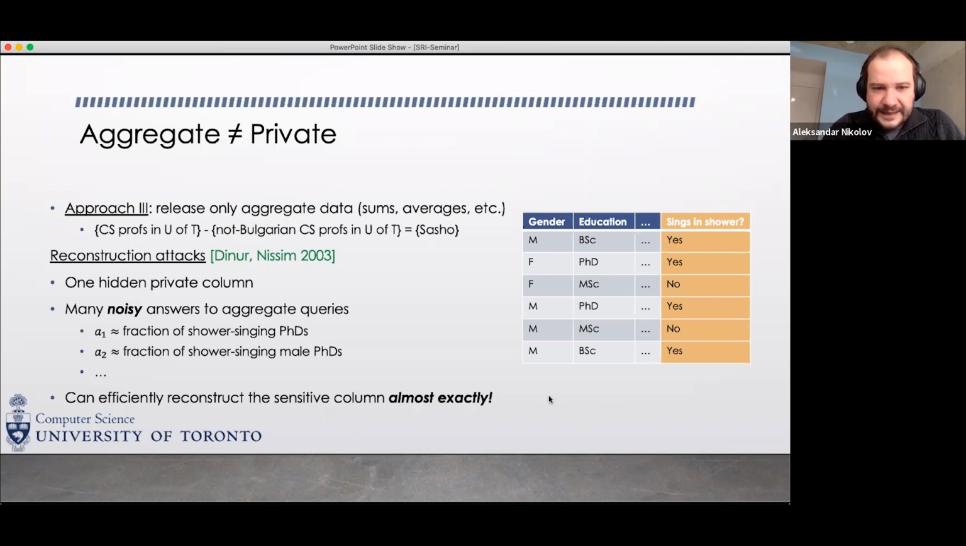Okay. Which tells you that this thinking that aggregates are private is also, I think, on the right track, but it's also hard to get right. You have to be careful.